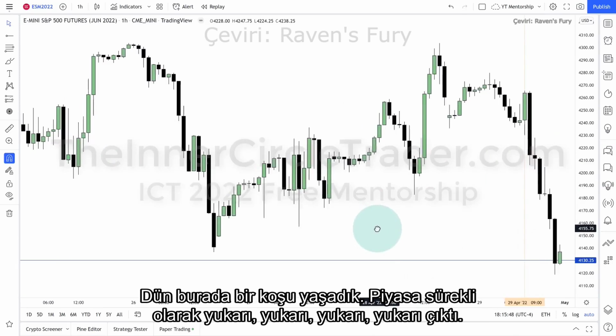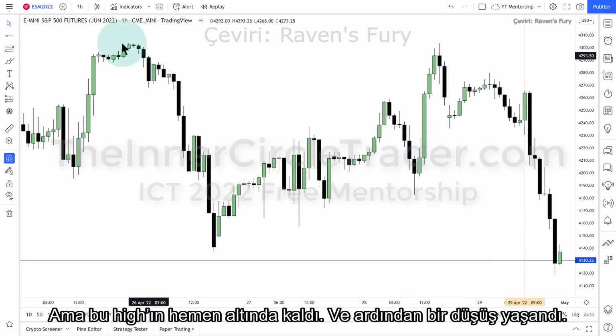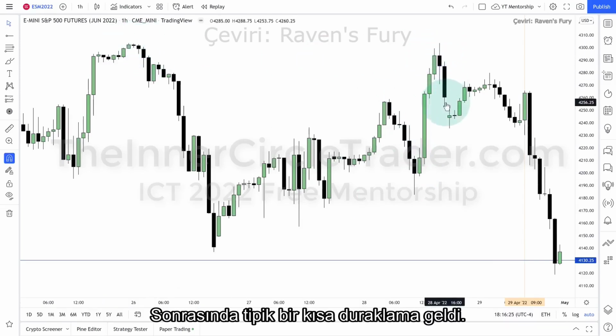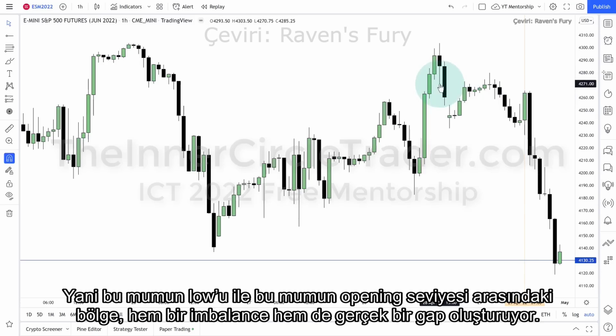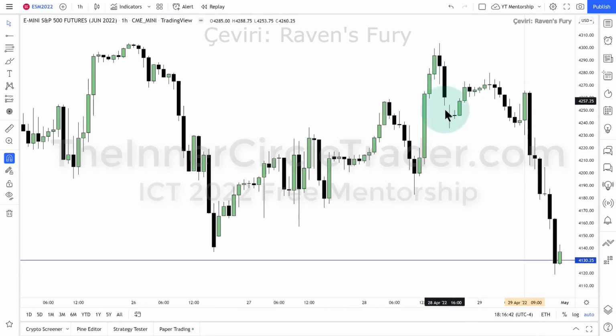All right, so we had a run here. Yesterday, it just kept pumping higher, higher, higher, and just fell short of this high. Then we had a decline, and then the normal pause, and they gapped it down, then rallied it back up. So between this candle's low and this candle's opening, right in here, that's an imbalance, coupled with an actual gap. So I want you to take a look at that.